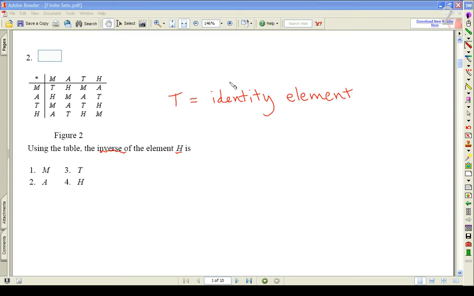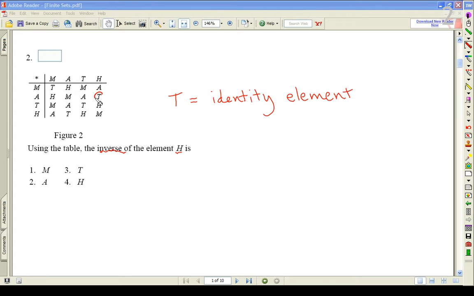So at this point, you're probably asking yourself, so what? What does that have to do with anything? Well, an inverse element is something that gets paired up with whatever letter you're interested with and produces the identity element. So if we take a look at H, what we want to do is see what pairs up with it to give us T, the identity element.